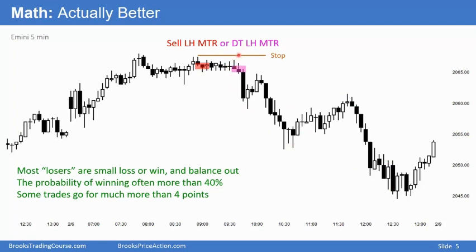Your stop is not far above, and if you held all the way down here, your reward would be much, much bigger than 2 times your risk.